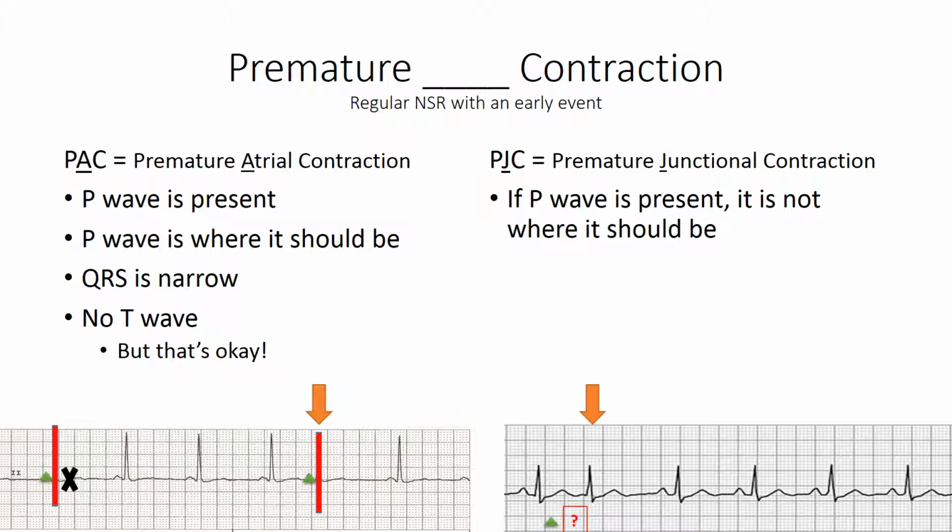And if that's the case, let's look at the QRS complex. Is it wide or narrow? Well, it's narrow. We know that since there is not a P wave, it did not come from the atria. The QRS complex is narrow, so we know it's not in the ventricles. That means that the impulse originated from the AV junction. So we call this a premature junctional contraction.